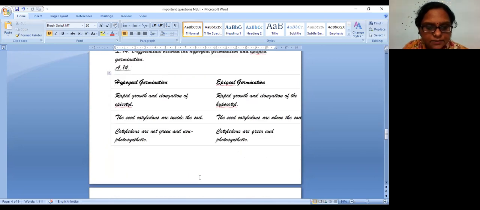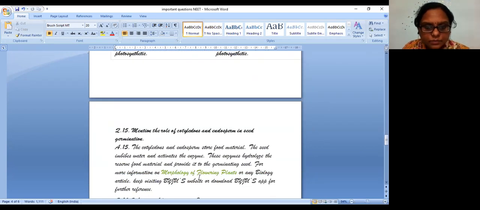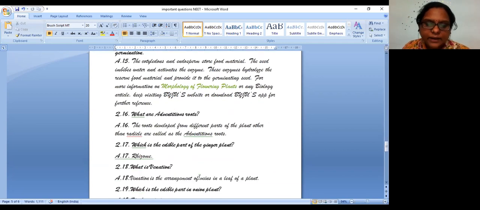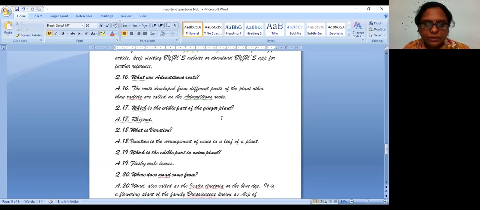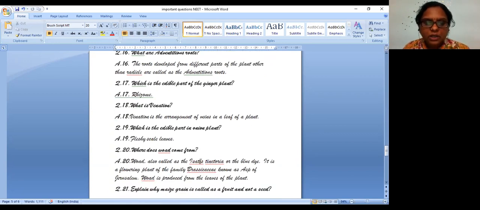Germination in the seeds. Cotyledon seeds. Adventitious roots. What are adventitious roots? You know, right? The roots which develop from different parts of the plant other than the radicle. Plumule will give rise to the shoot system. Radicle will give rise to the root system. But adventitious roots are not developing from the radicle. Edible part of the ginger is the rhizome. Venation, I told you, is the arrangement of the veins in a leaf. Onions, the fleshy, scaly leaves present in concentric circles, are what we eat.